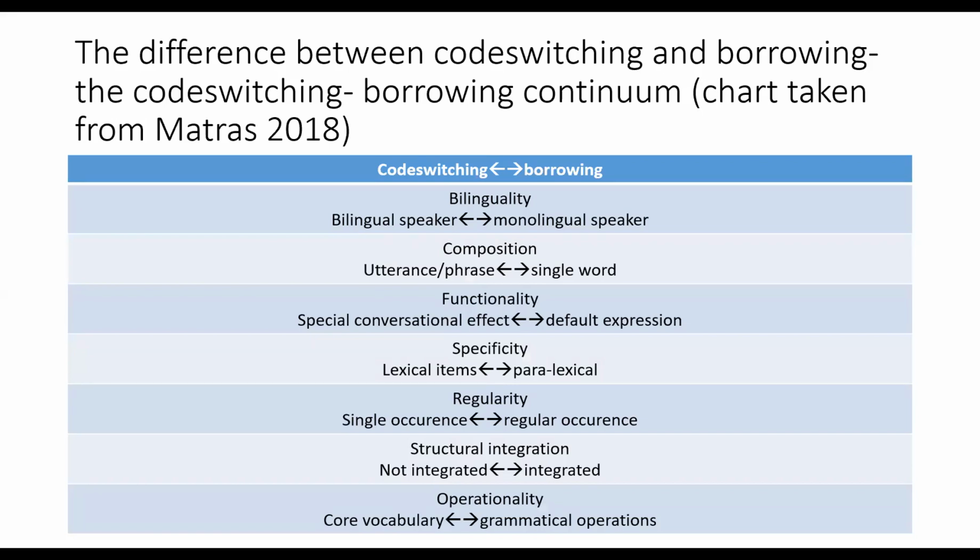Okay. When we talk about code switching and borrowing, so we've had borrowing before, it's important for us to be able to tell the difference between the two, because both of them involve two languages. So everything you see on the left of your screen towards the code switching side, that it's more likely to be code switching. Towards the right of your screen, it's more likely to be borrowing.